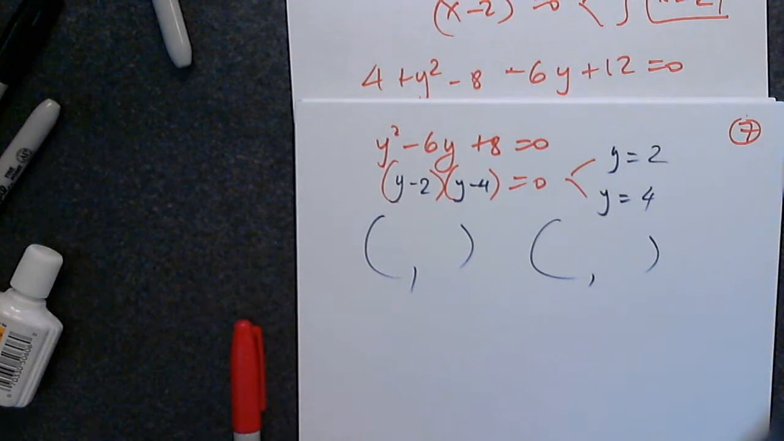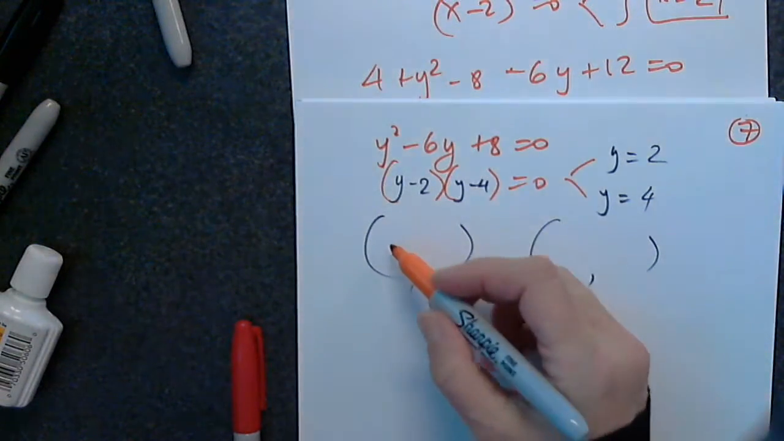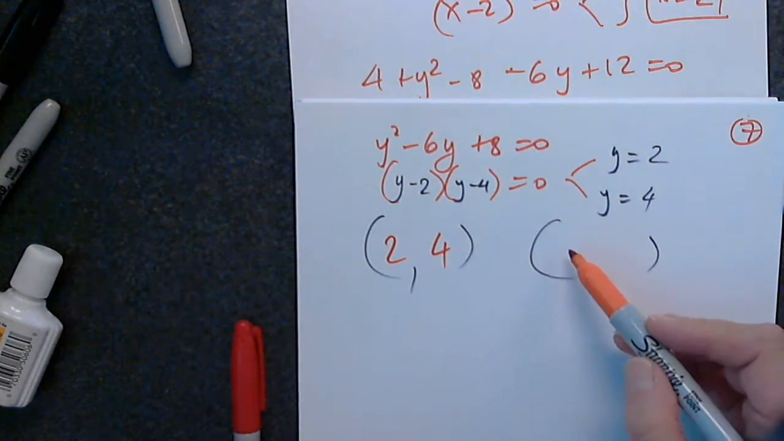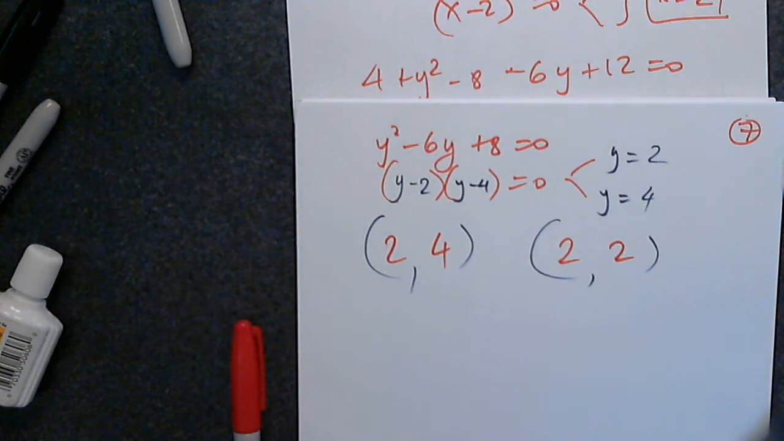The solutions are? 2, 4. Very good. 2, 4 and 2, 2, 2. Yes, we should always go back and check and make sure, especially on a test situation, make sure that they work.